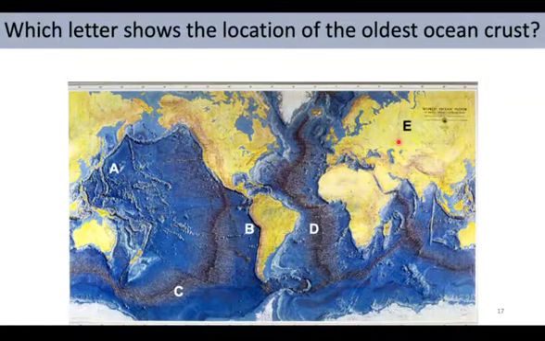So you should be thinking, okay, I know the youngest crust is right on that mid-ocean ridge. So of course it would not be C or D right on the ridge. We're talking about oceanic crust, so it's not E because that's on the continent. So you're going to want to look for the letter that is furthest away from the spreading center. So the answer would be A here. A, which is furthest away from any spreading center, is going to be the oldest of the options here.